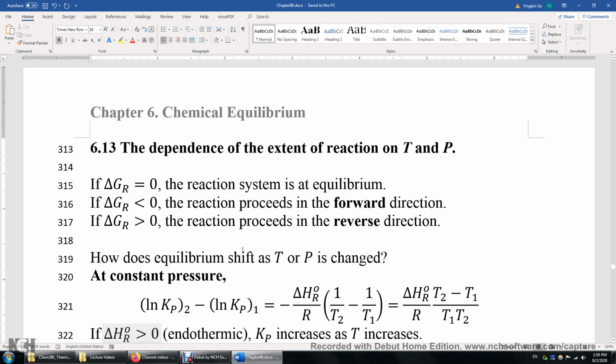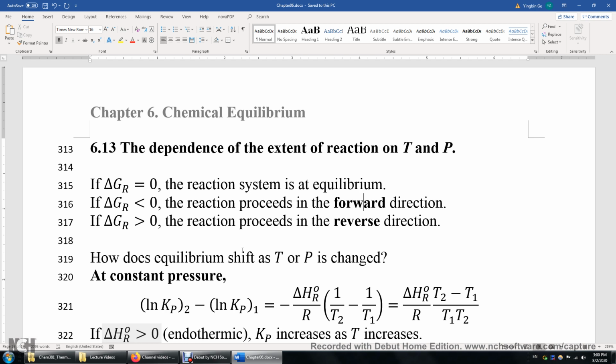Section 6.13. The dependence of the extent of reaction on temperature and pressure. In this section, we will see how the reaction shifts or responds when we change the temperature or pressure.